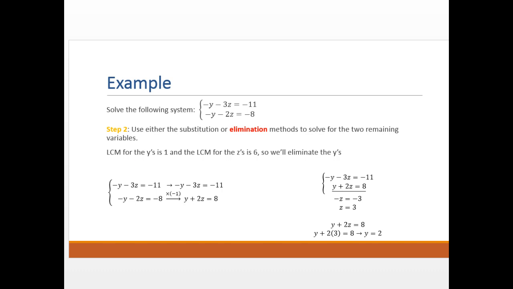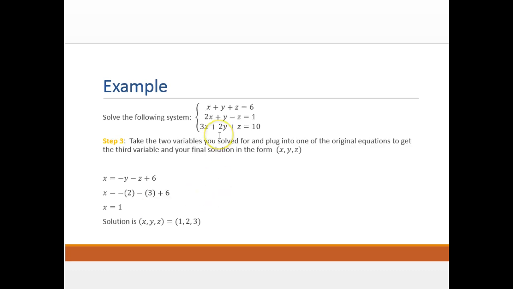Again, we're not finished because we have 3 variables, so we go back to our original equation. x is negative y minus z plus 6, so negative 2 minus 3 plus 6 is 1. So the solution for x is 1, and the solution for everything is 1, 2, 3.